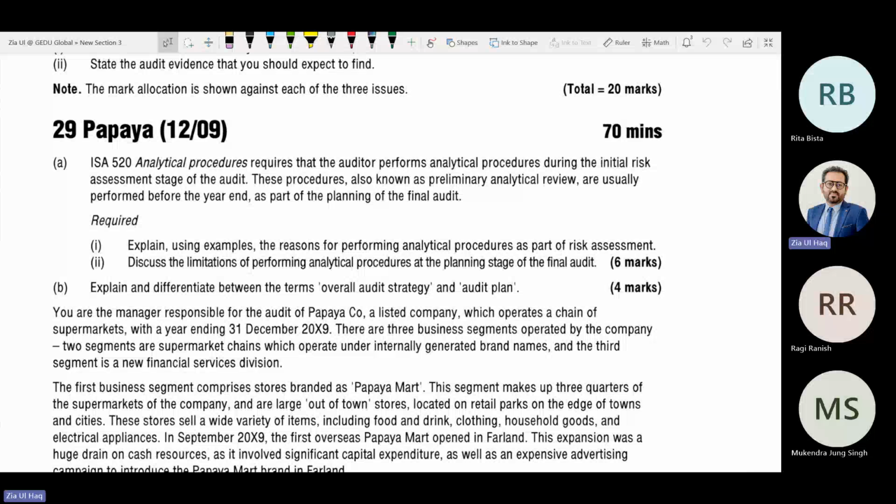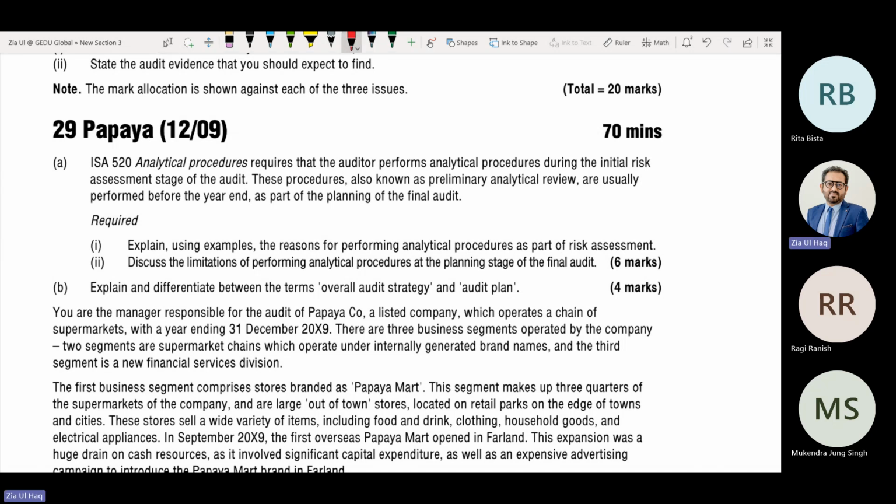ISA 520 analytical procedures requires that the auditor performs analytical procedures during the initial risk assessment stage of the audit. In a planning stage, we need to perform analytical procedure to highlight risky areas. And these procedures, also known as preliminary analytical review, are usually performed before the year end as part of the planning of the final audit. Okay. Required, explain using examples the reason for performing analytical procedure.